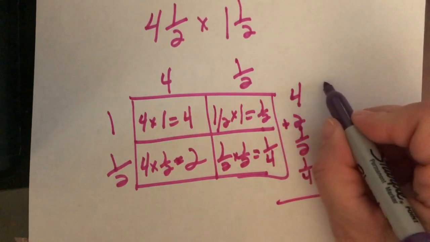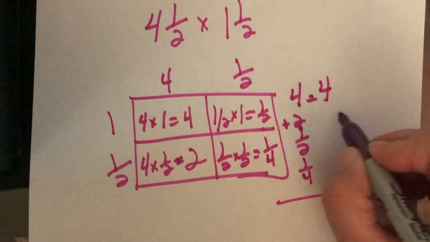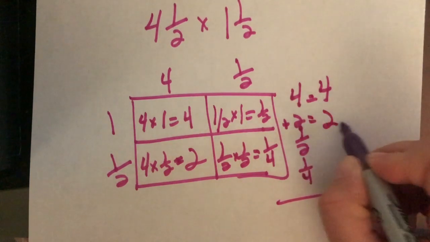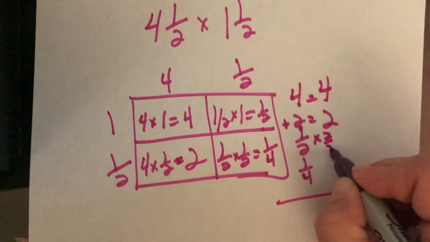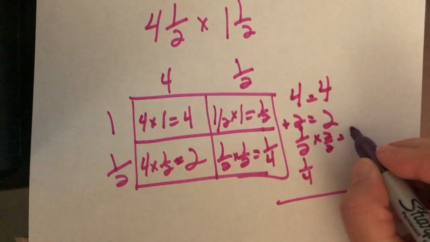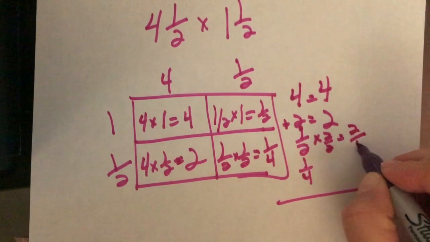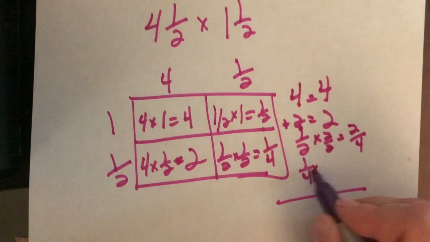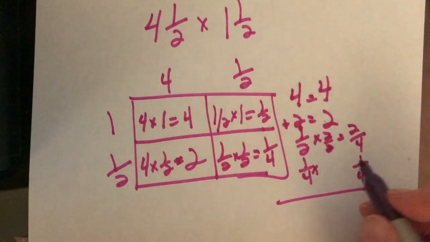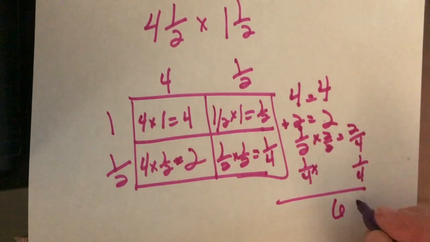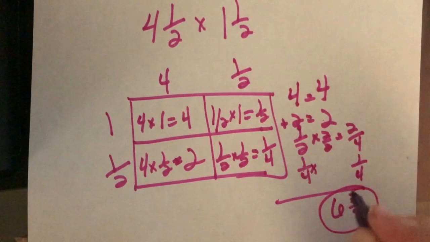Again, I need a common denominator. So I have 4, 2 wholes. Now 1/2, we're going to have fourths as our common denominator. So 1/2 is going to be 2/4. And then I don't need to do anything with that. So I have 4 plus 2 is 6. 2/4 plus 1/4 is 3/4.